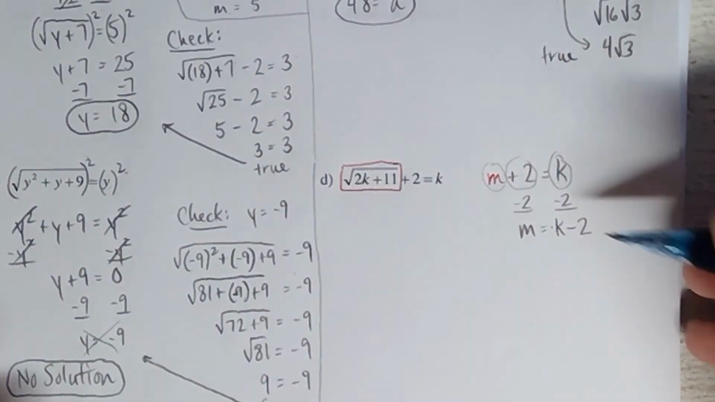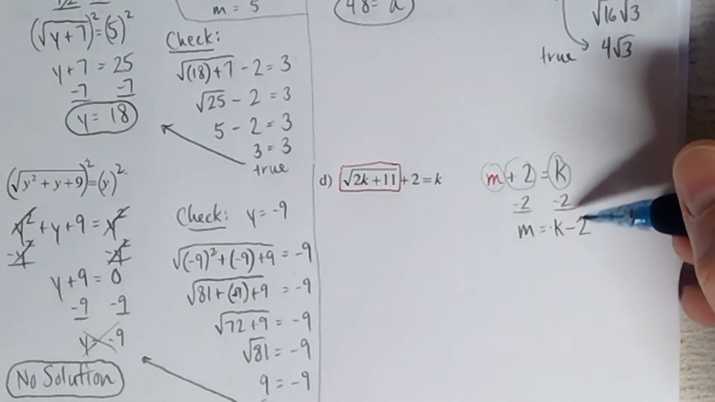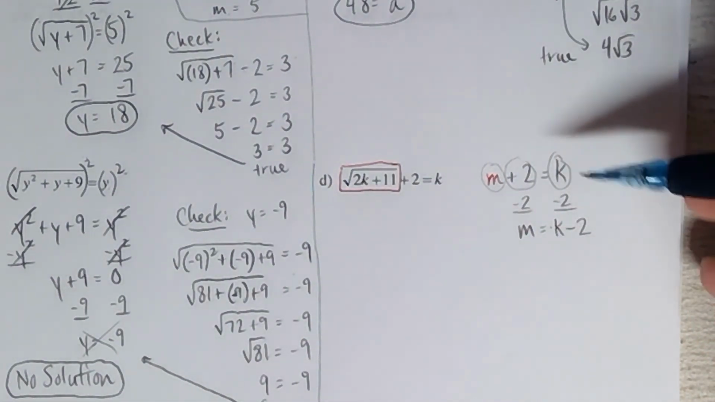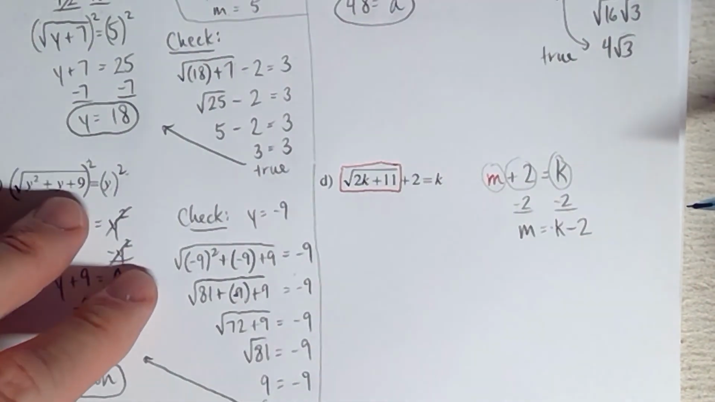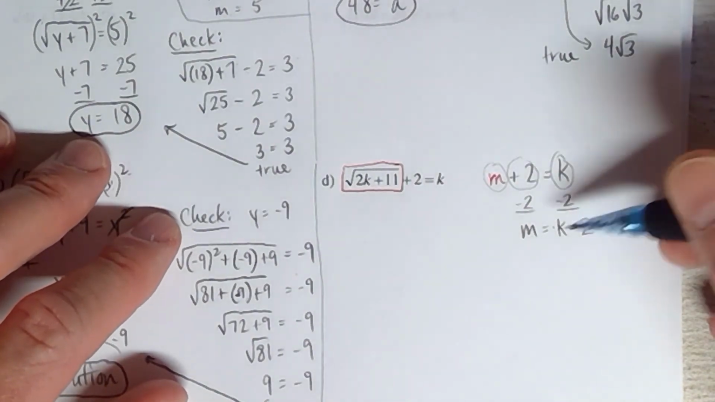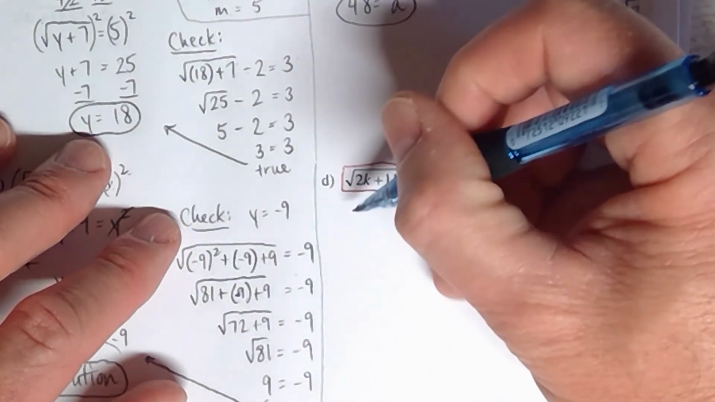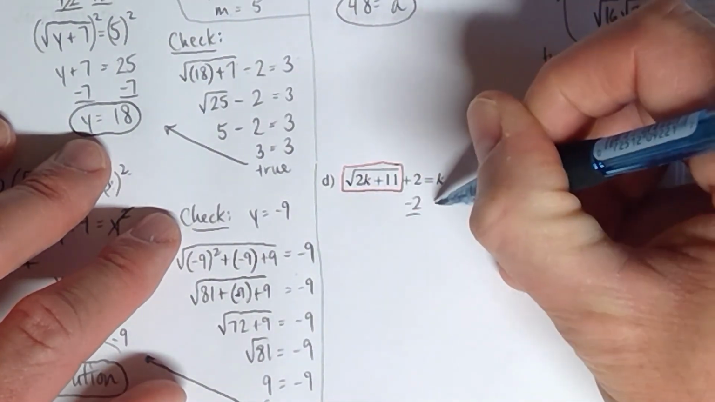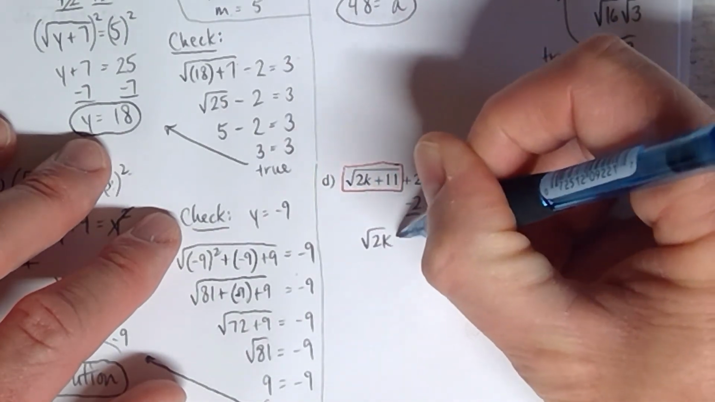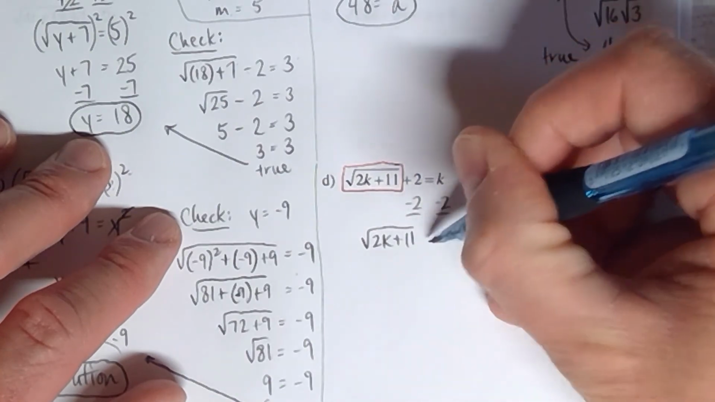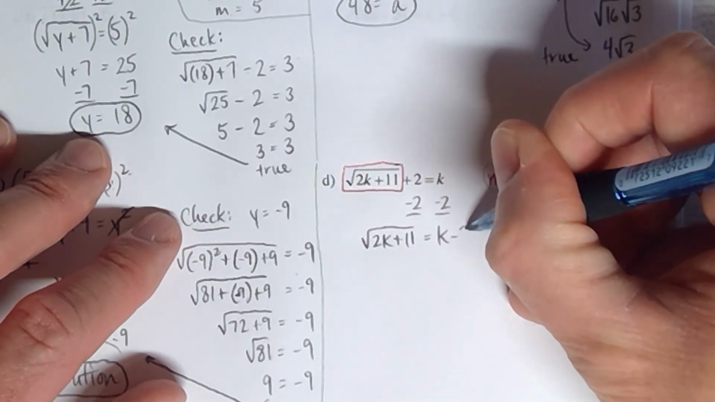So be careful not to combine these. It's k minus 2. I've seen a lot of students say 2k or negative 2k, and it messes up the whole problem. These are not like terms. So in the same way, when you move over the 2 here, you get the radical by itself, just like the m was by itself, and then you get k minus 2 right here.